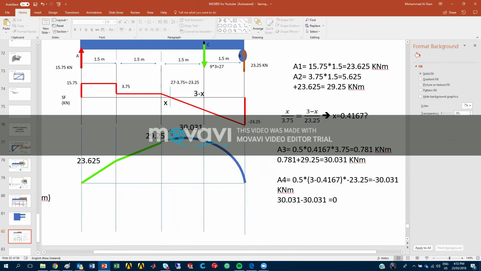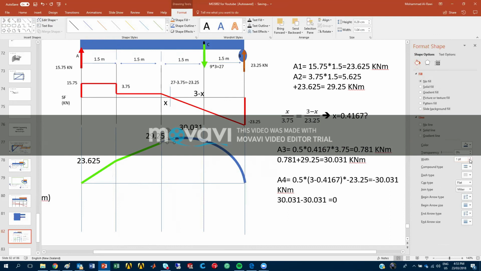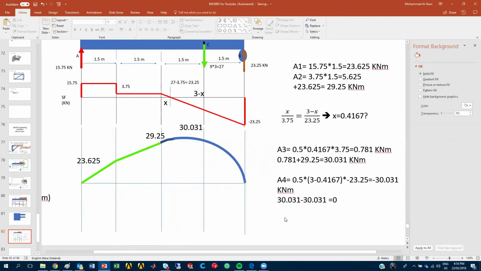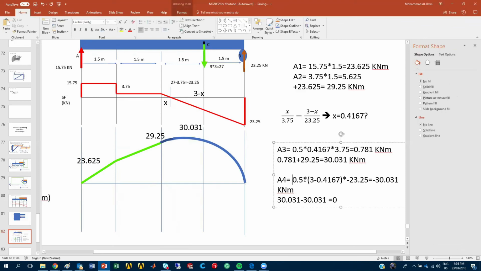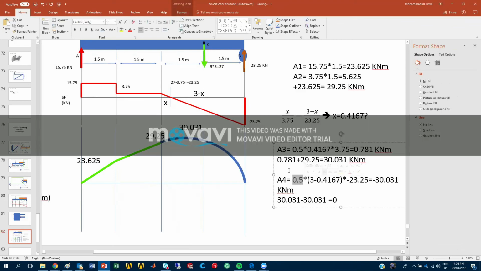So let me delete the green one. Now I come to this tiny one and I make it really look right. So it should be something like that. That's the precise shape for it. A3, how did you get the 0.5? 0.5 is the half of the base. So that's half of the base. It's always what we use for a triangle. That's why we write 0.5.